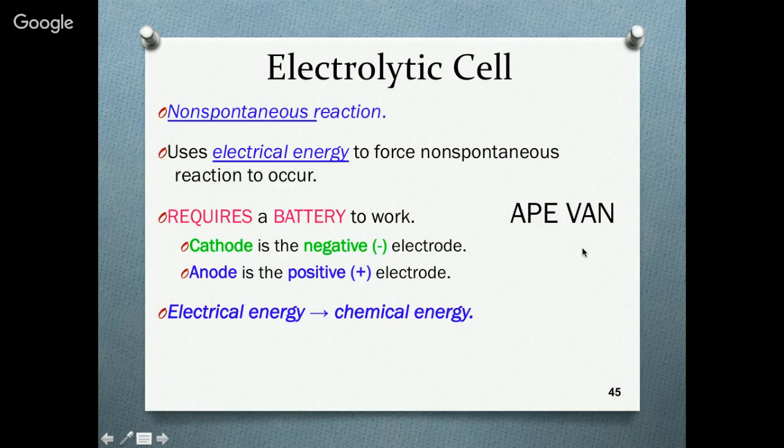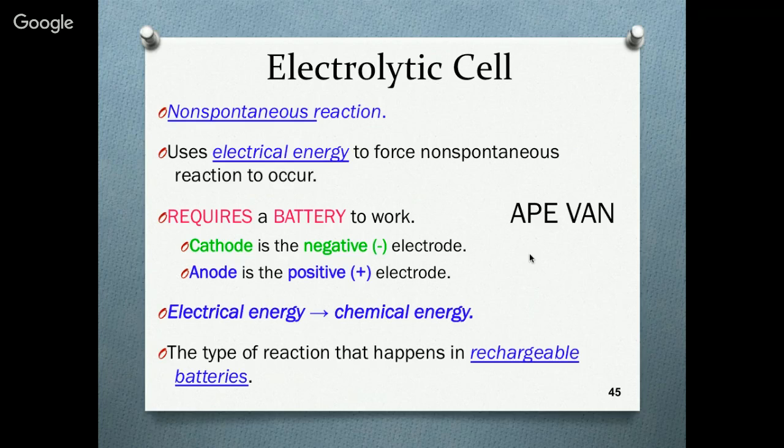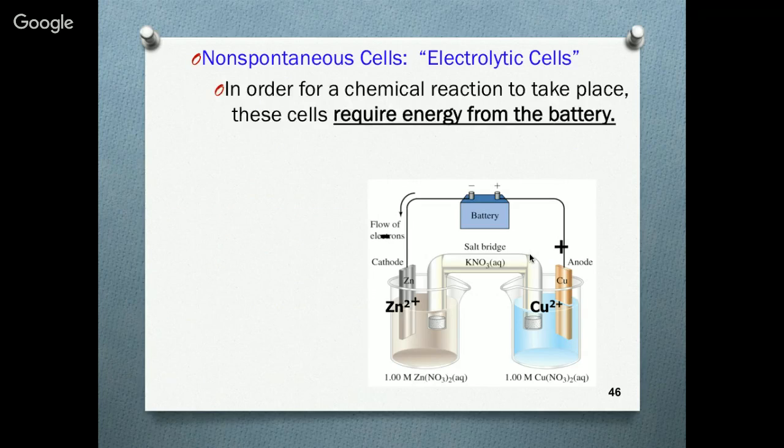The other thing we need to know about electrolytic cells is that the energy is going from electrical energy to chemical energy. And one way that you can remember that is that electrolytic begins with an E and ends with a C. So it's going from E, electrical, to C, chemical, electrical to chemical, and voltaic is the opposite, chemical to electrical. And that comes up quite frequently. All right, so this type of reaction is happening in rechargeable batteries.